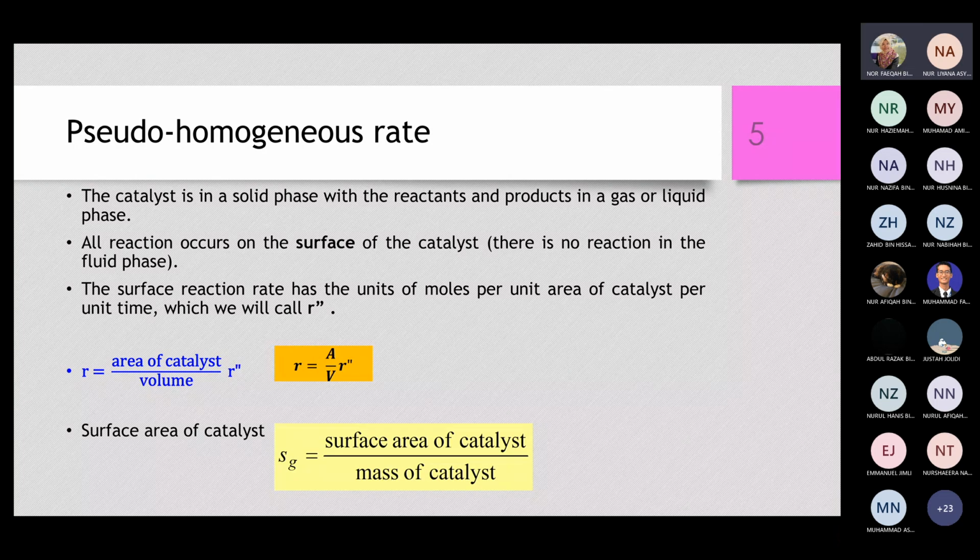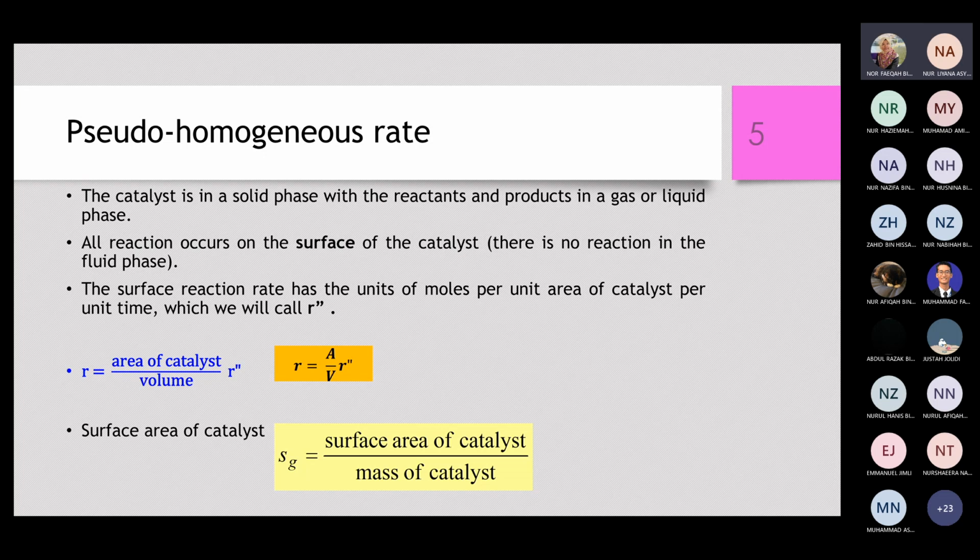Okay, but if the solid catalyst can dissolve in the liquid reactant, so yang tu kita tak panggil heterogeneous reaction. Okay, because the catalyst tu can dissolve in the liquid reactant. So the reaction, we call it as a homogeneous reaction. So you need to differentiate the difference between heterogeneous and homogeneous reaction. Okay, all reaction occurs on the surface of the catalyst. There is no reaction in the fluid phase.